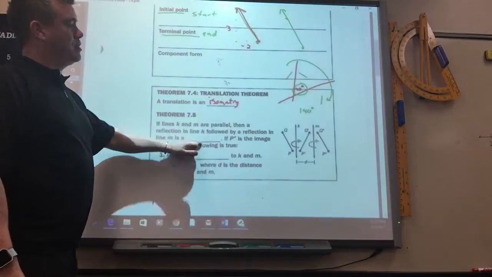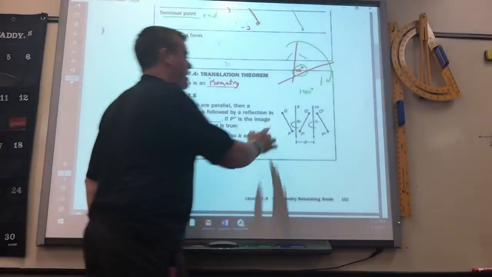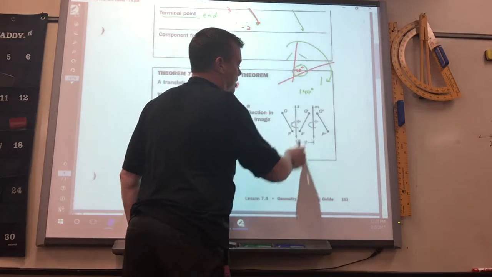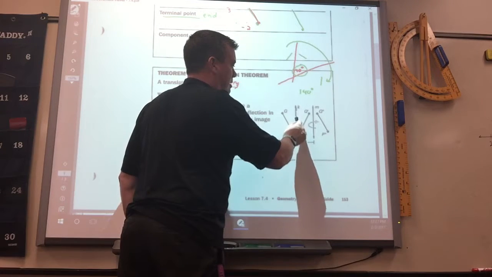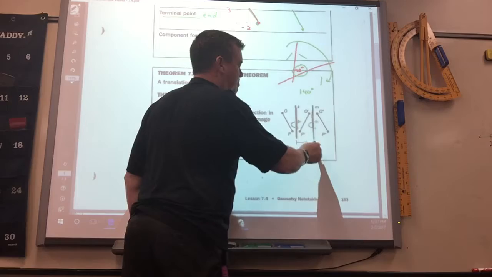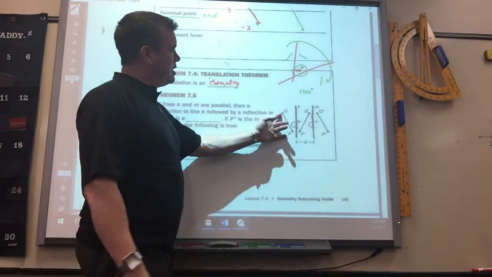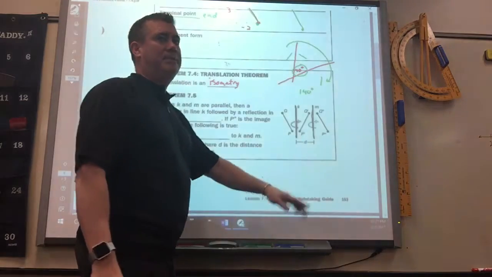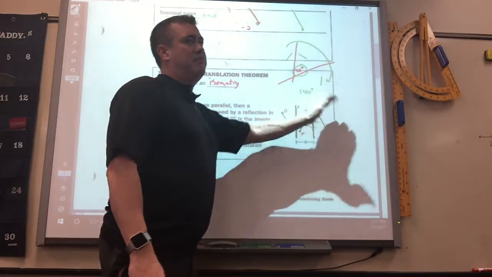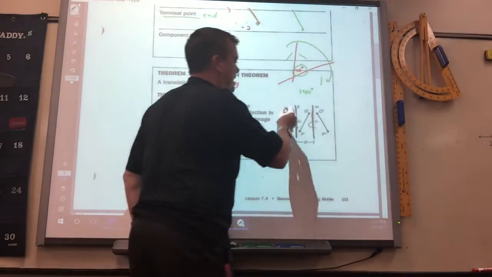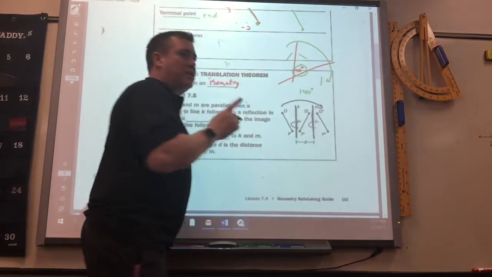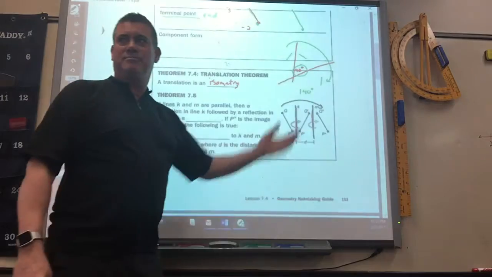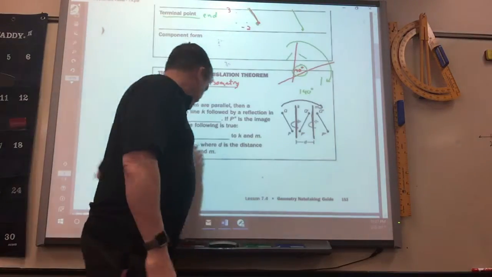This is similar for a translation. If you reflect something over, the difference here is the lines are parallel. Okay? Line K and line M are parallel. Here's the original, here's Q prime, P prime, and here's Q double prime, P double prime. If you reflect it, then reflect it again, it's the same thing as just doing one translation. You notice this is exactly the same as that? Yeah. Okay?